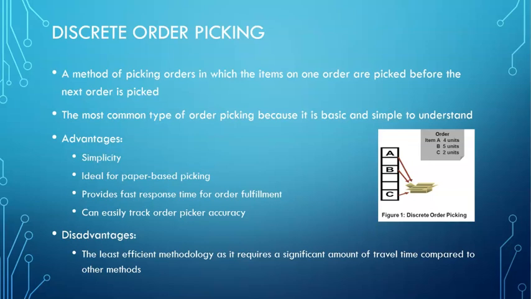Advantages: it's the simplicity of that way of picking, ideal for paper-based picking if the order is in a list on paper, and it provides fast response time for order fulfillment. It can easily track order picker accuracy. The disadvantage is that it's the least efficient methodology as it requires a significant amount of travel time compared to other methods, because it's not using the optimized path that will give you the shortest time to respond.